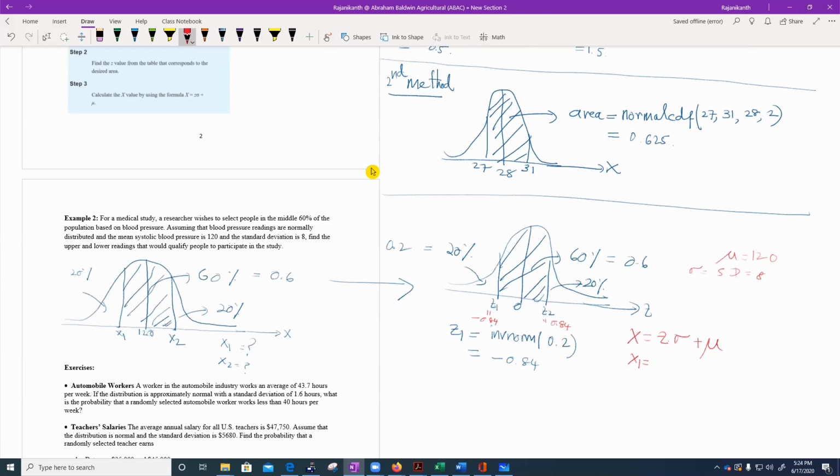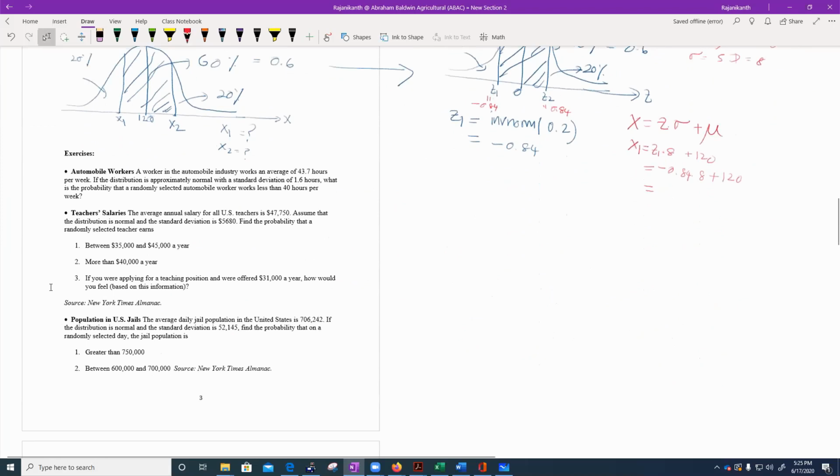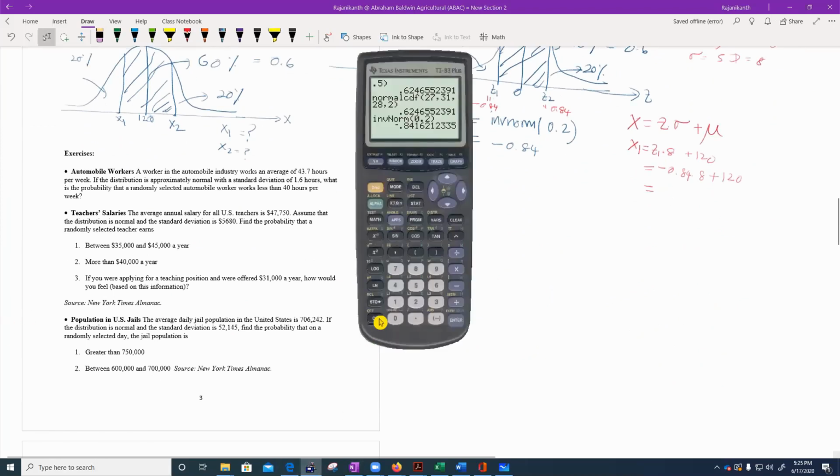So I'm finding x1, therefore you need to put the z1 value here times standard deviation, which for the problem is 8, and plus mu was 120. What is z1? Just now we found z1 is negative 0.84. You need to multiply by 8, then plus 120. This will give you x1. Okay, so let us find out that value. So negative 0.84, then times 8, then plus 120.